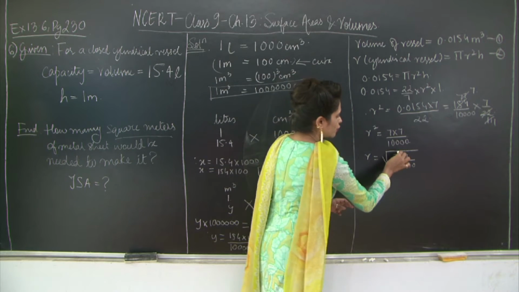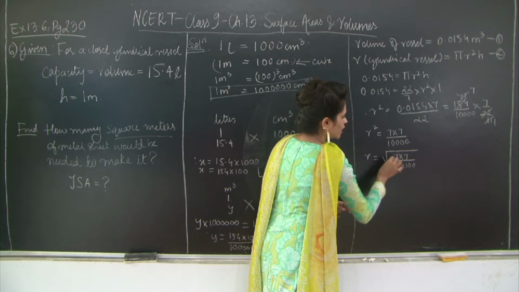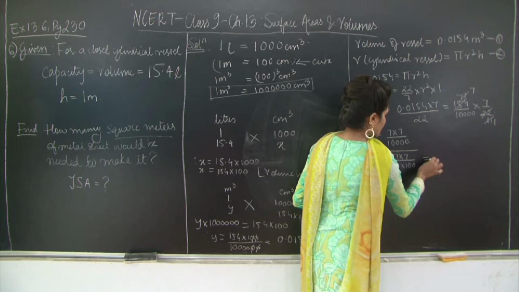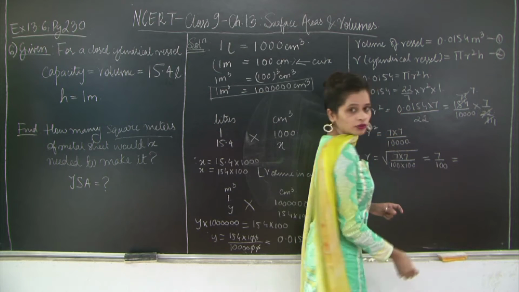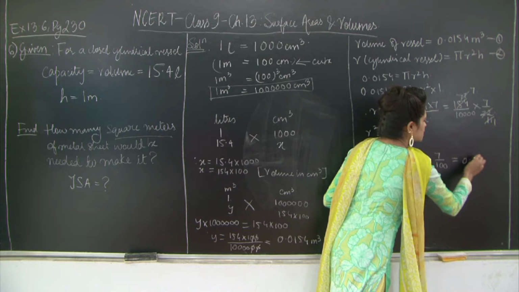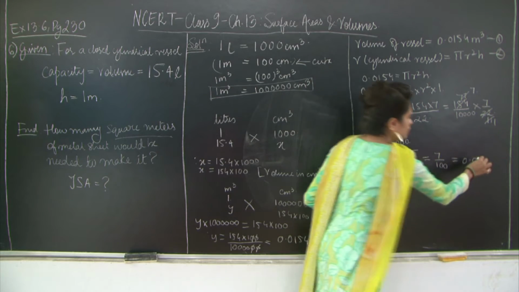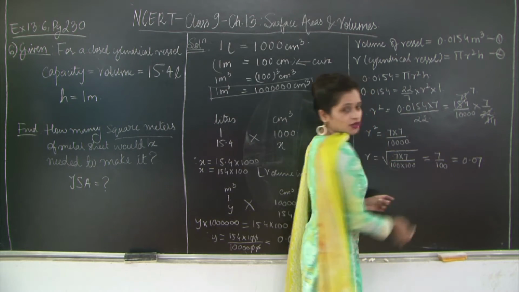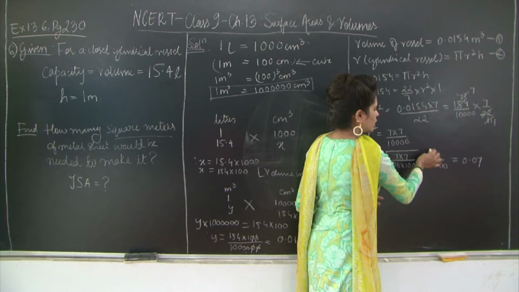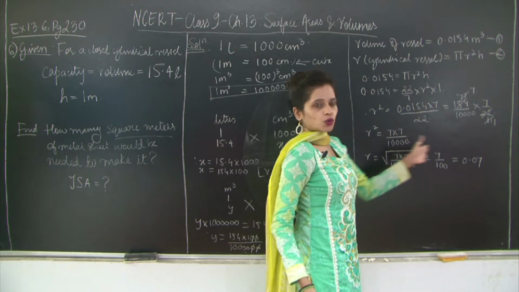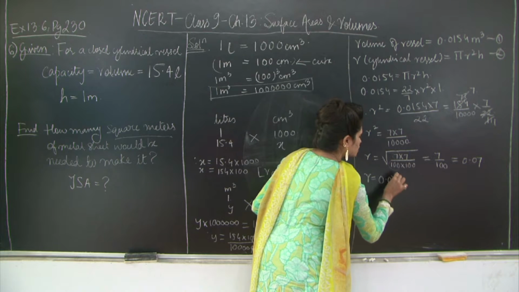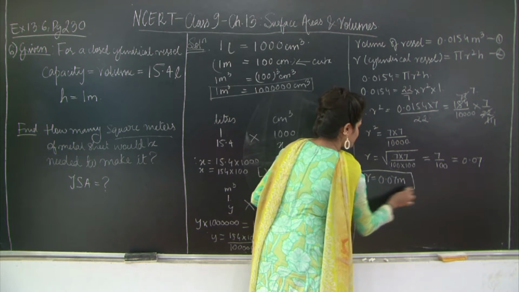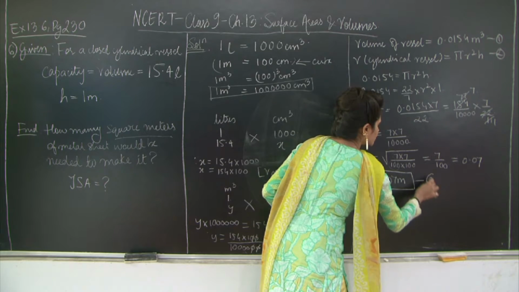So finally, we are going to take one of the 7s and one of the hundreds out to get the square root. So this is going to be 7 upon 100, which is equal to 0.07. Why 0.07? Because we have 2 zeros in the denominator, so we are going backwards by 2 decimal places towards the left. So your radius is 0.07 meters. Let's mark this as 3.